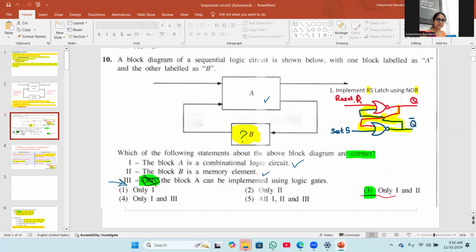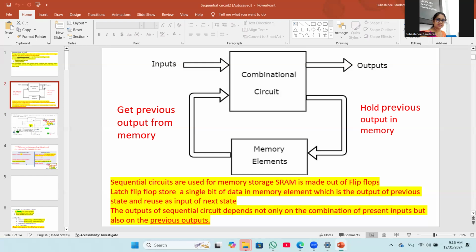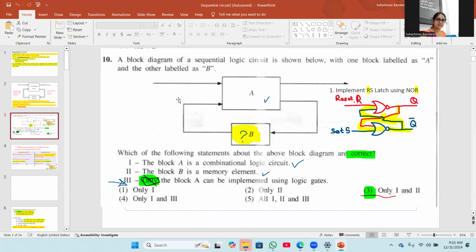Okay. So then there was a past paper question, 2021. A block diagram of the sequential logic circuit is shown below with one block labelled A and the other labelled B. Okay, what is A? As we discussed, A is the combination circuit, B is the memory element.